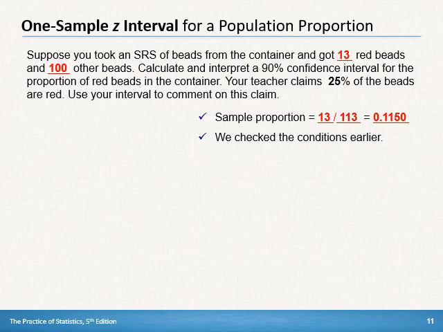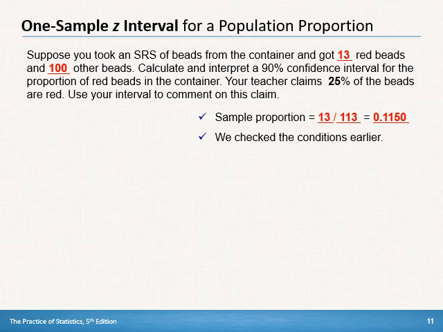So the first thing we want to do is calculate our sample proportion, or p hat. That's 13 divided by 113. And so that's about 11.5% of our sample is red beads. All right, so we checked the conditions earlier, but let's review that. The conditions are that we randomly selected our beads using a simple random sample, and that we're not violating the independence rule, the 10% condition. So we would have to make sure that we have more than 1,130 beads. And I think there's at least 1,200, something like that, beads in the container. So we're okay with that.